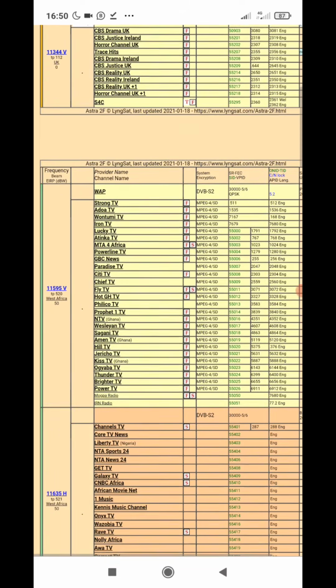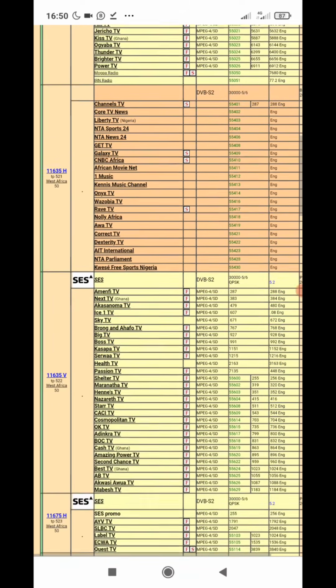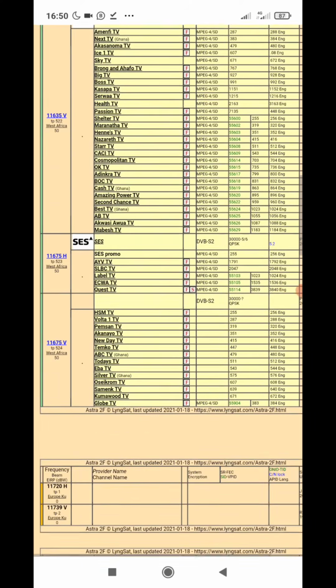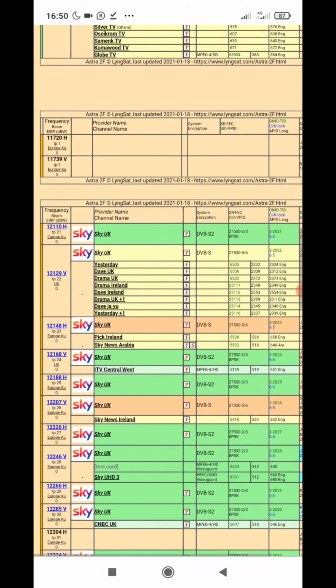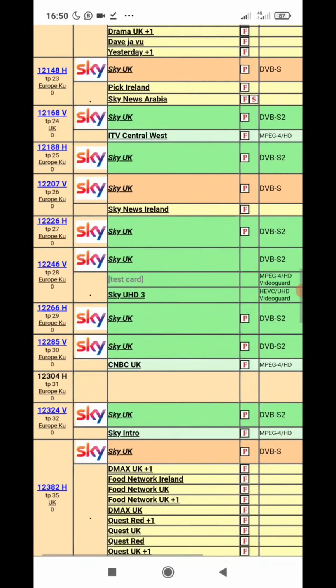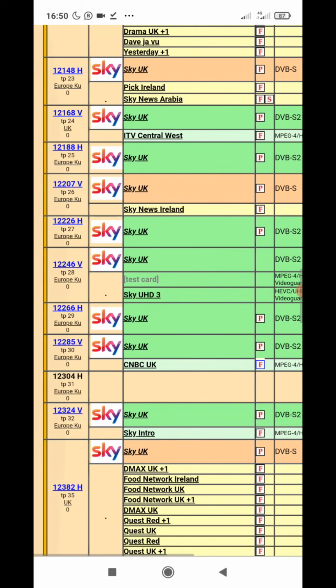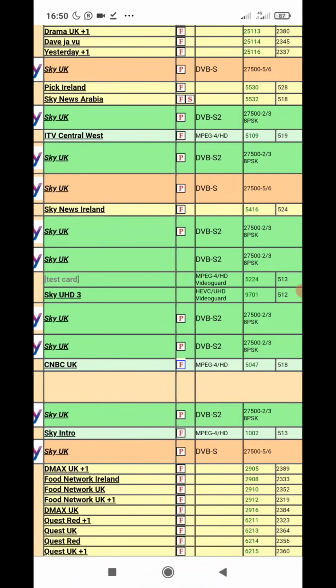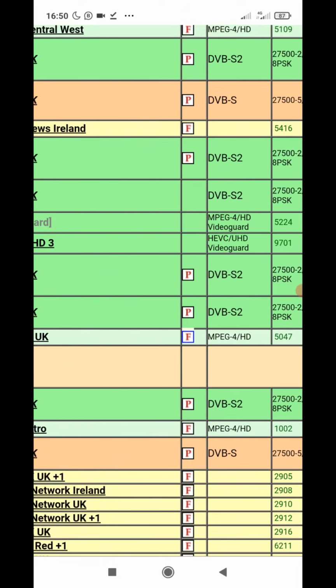Okay, let's say, for instance, as we are scrolling now, you will see that this particular frequency of Sky Sat UK, which is 12246V, is protected by VideoGuard.